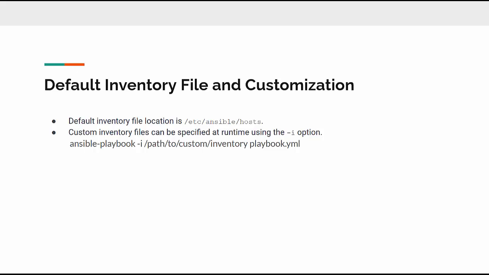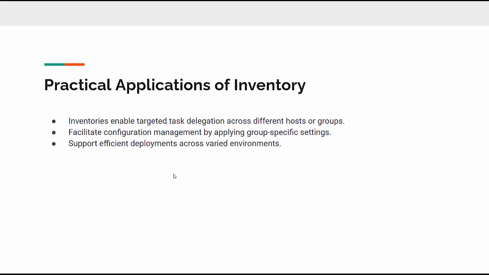With an inventory, Ansible can do its magic, automating tasks across your network, whether it is sending out a command to update software, configuring settings on your servers, or deploying entire applications. The inventory is what makes it possible to target the right machines at the right time.